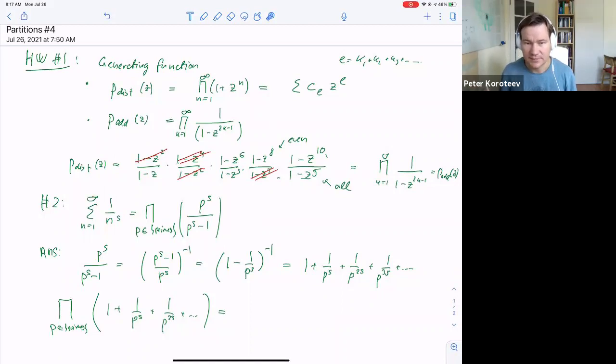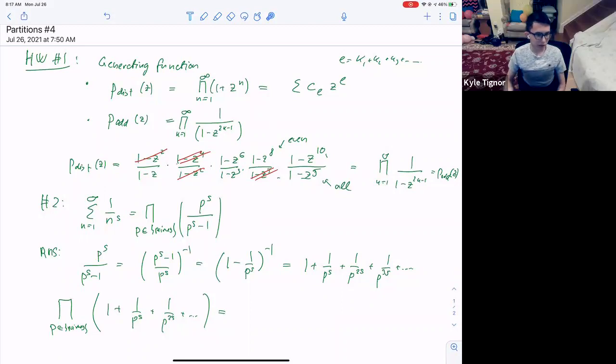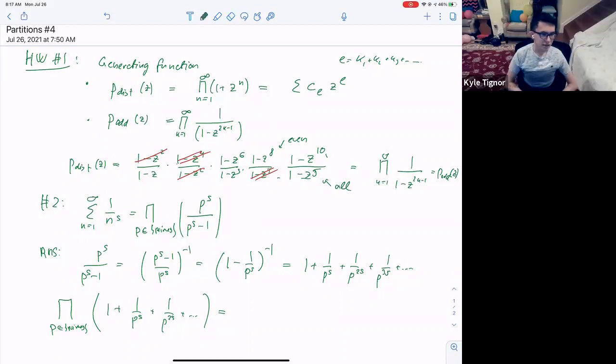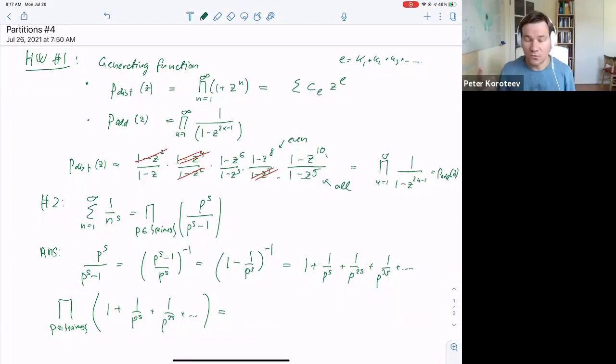Okay, but let's see what you want to say. Continue. I was going to say that 1 over n to the s, each part in there, like 1 over 6, can be factored into 1/2 times 1/3. Yes, exactly. So right, good.